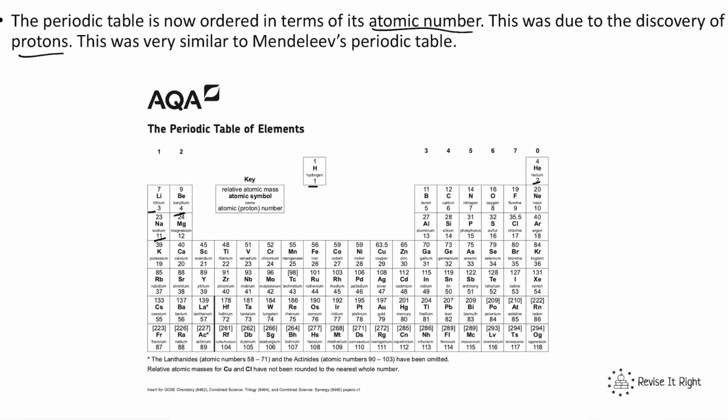This was very similar to Mendeleev's periodic table, and remember, he came up with his without knowing anything about protons, neutrons, and electrons. There are no gaps now, however, because all the elements have now been discovered.